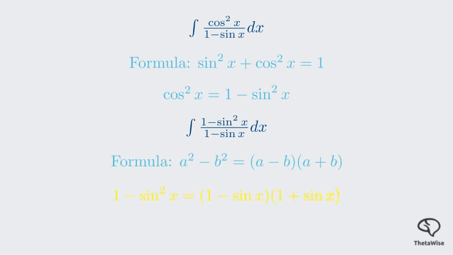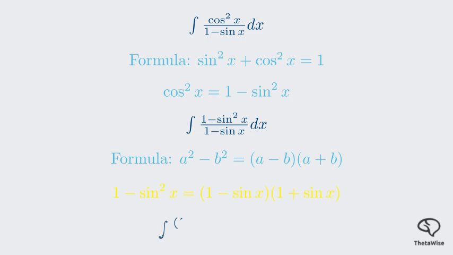This allows us to factorize. Now we have a factored numerator. Let's put that back into our integral. The integral is now the integral of 1 minus sine x times 1 plus sine x all over 1 minus sine x. Notice that the 1 minus sine x term appears in both the numerator and the denominator. This is excellent. It means we can cancel that common factor. This is why we factored it in the first place.